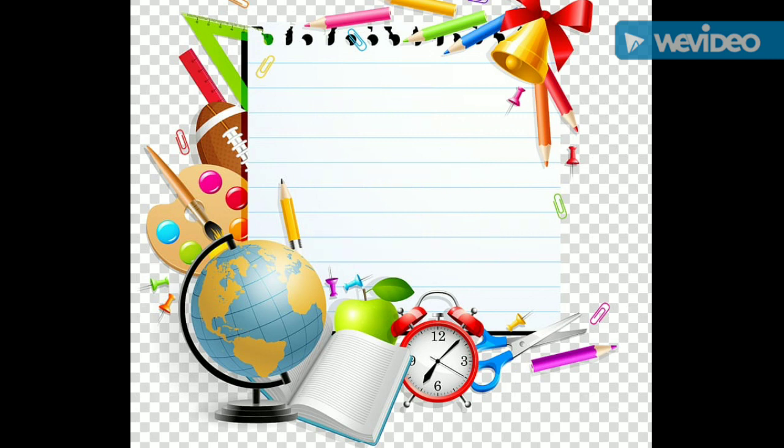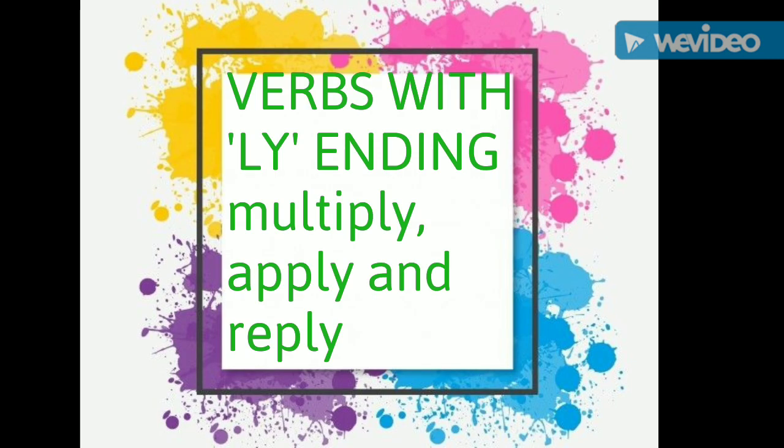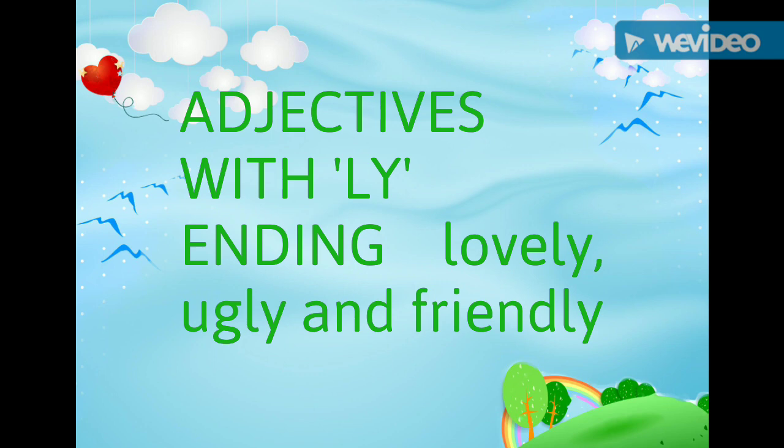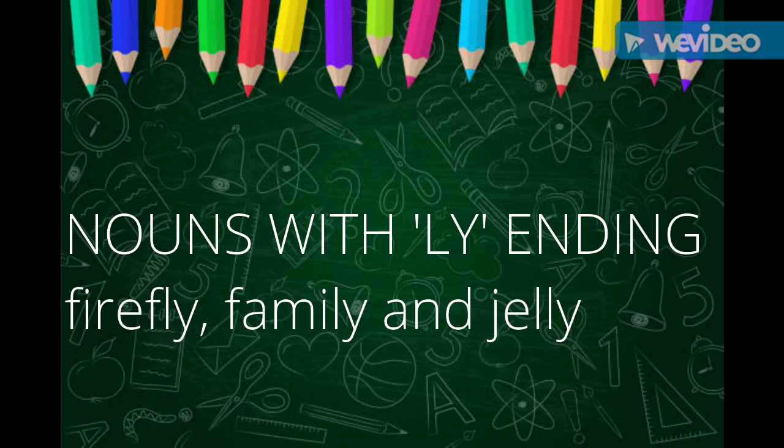For example, multiply, apply, and reply have ly at the end, but they are all verbs. Lovely, ugly, and friendly too have ly at the end, but they are adjectives. Similarly, firefly, family, and jelly also have ly at the end, but they are also not adverbs.